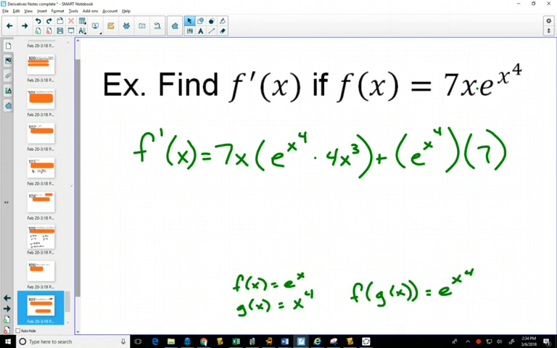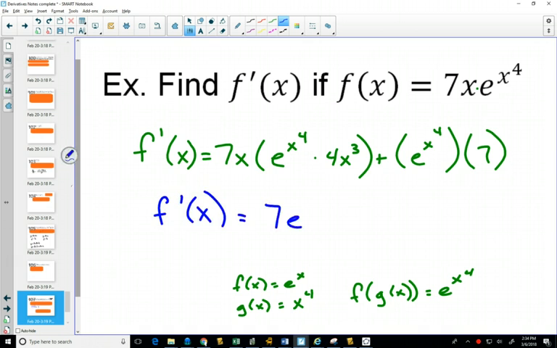Yes. So this is chain rule there, but this is a chain rule. You would factor out a 7 e to the x4. This is how your textbook would write the answer for this one. They would factor out a 7 e to x to the 4, leaving you with 4x to the 4 plus 1.